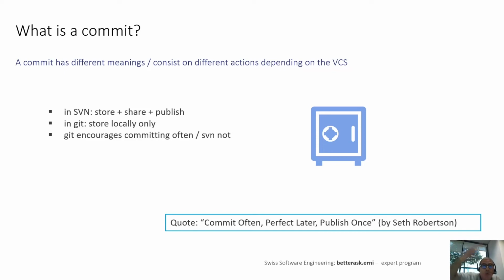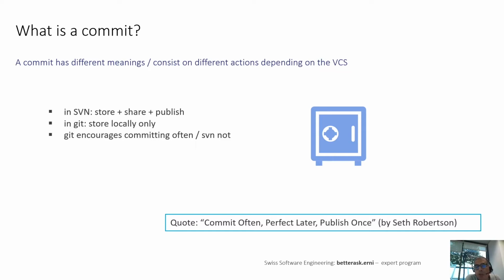So you are publishing your work. Everybody will see your work in the centralized repository. In Git, instead, a commit is just, I'm going to store this work here, and I know this works, so I save it. This makes the difference between Subversion and Git, for example.